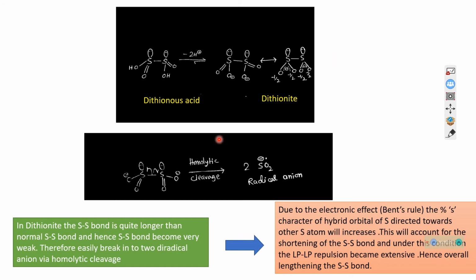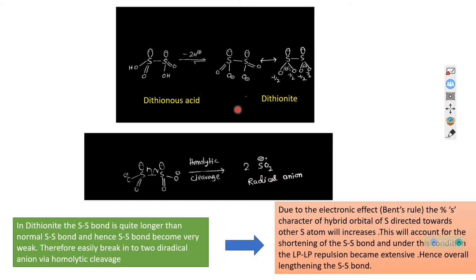Here I want to mention one important point regarding this dithionite anion. Usually this S-S bond is quite longer than expected. It is quite longer than a normal S-S single bond. That's why this dithionite anion is so unstable and it easily breaks into two radical anions via homolytic cleavage. So this is the homolytic cleavage and it breaks into two radical anions.